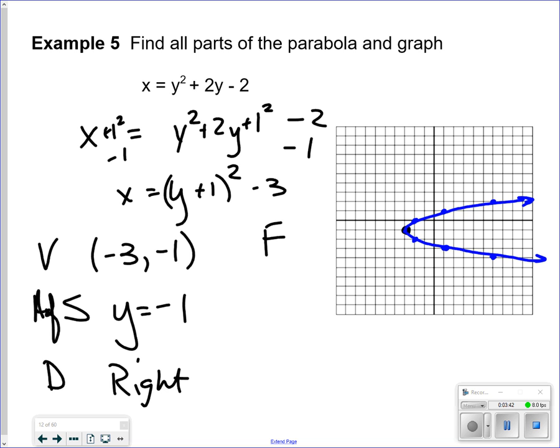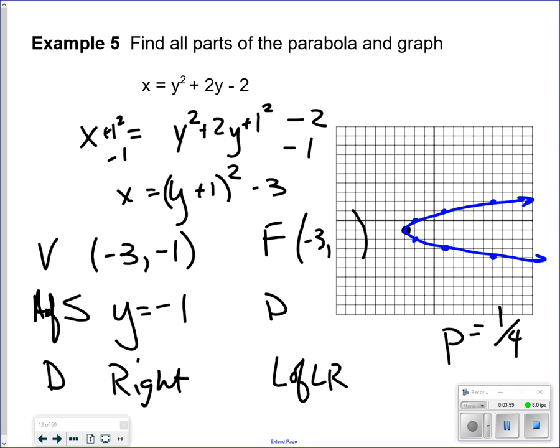Focus, directrix, and length of lattice rectum. In order to answer all those questions, you need P. P is always 1 over 4a. So in this case, 1 over 4 times 1. Focus, I go from the vertex to the right. From the vertex to the right a fourth.